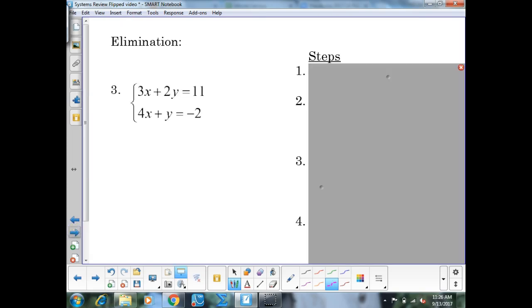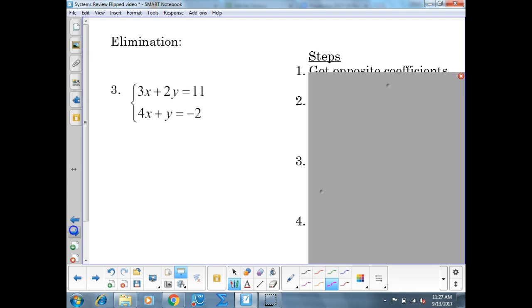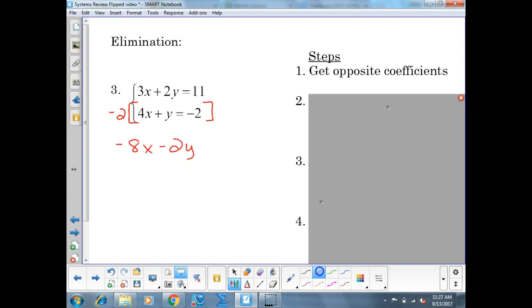The third way that I'm sure that you guys are more than familiar with is elimination. The first step in elimination is we need to get opposite coefficients on one of the variables. So in this particular case, looking at it, I would multiply this bottom equation, the entire equation, by negative 2. When I do that, I get negative 8x minus 2y equals positive 4.